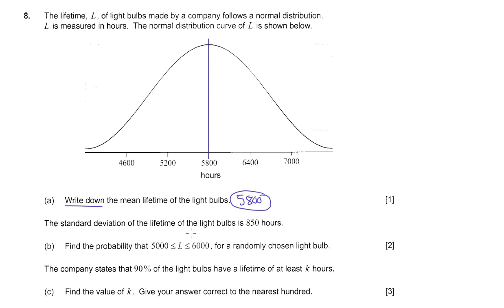The standard deviation of the lifetime of the light bulbs is 850 hours, right? So that means 850 hours this way would be one standard deviation, minus 850 from that would be one standard deviation that way. Okay, find the probability that 5,000 is less than or equal to L, which is less than or equal to 6,000 for a randomly chosen light bulb. So remember, L is the lifetime in hours of the bulb. So they're saying find the probability that a light bulb is going to last between 5,000 and 6,000 hours.